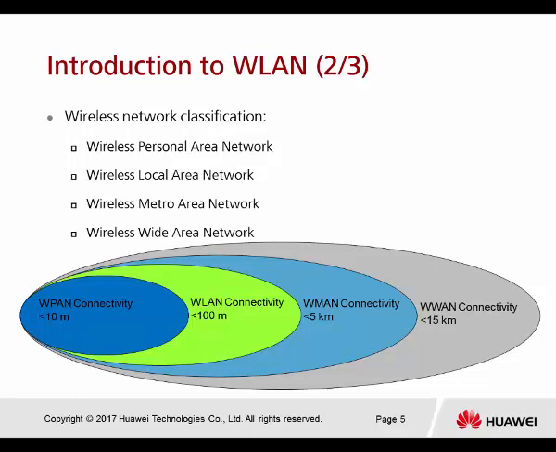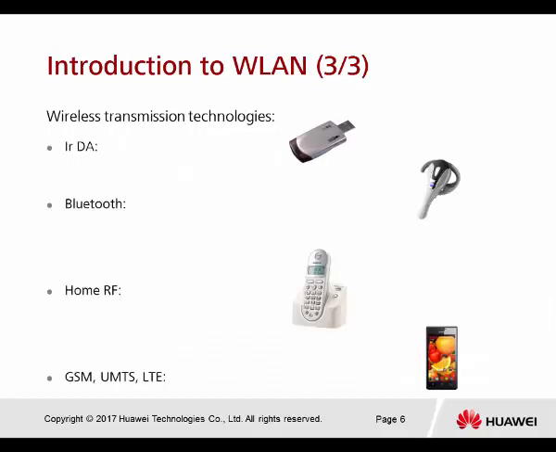Then the next one is WLAN, Wireless Local Area Network. This wireless coverage can go up to 100 meters. Many of those technologies we call Wi-Fi. Then next we have WMAN, Wireless Metro Area Network. This one actually refers to the WiMAX carrier that we're using right now. And the last one, WWAN, Wireless Wide Area Network. This one refers to technologies like 2G, 3G, or LTE. So these are some example devices used for all the wireless technologies: the infrared receiver, the Bluetooth headset, the radio frequency phone, and also the mobile phone.